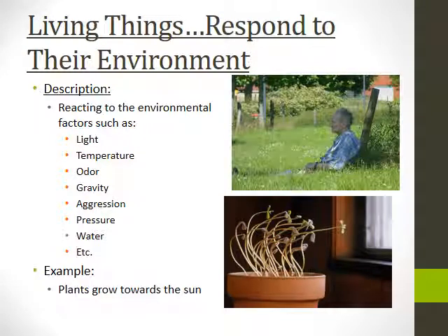All living things respond to their environment. So all living things, to be considered alive, react in some way, shape, or form to what's around them. For example, they could react to light, temperature, odor, gravity, aggression, pressure, water, etc. So as long as the organism is reacting to something around it, so for example, plants tend to grow towards the sun. Whereas, think about a hot day, during the summer, I know we've had quite a few. Most organisms, if they see it, are going to seek out shade. Why? Because, well, it's hot out, and the shade provides a nice reprieve from that harsh sunlight.